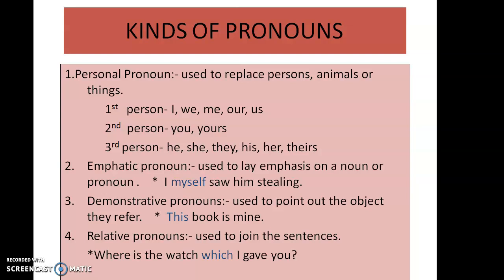Like this book is mine. So I am pointing out about this book. So that is this. That is a demonstrative pronoun.